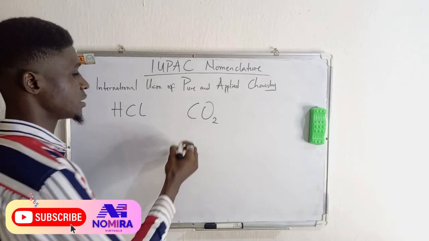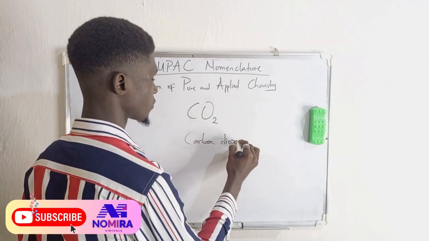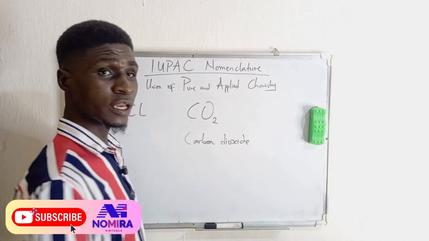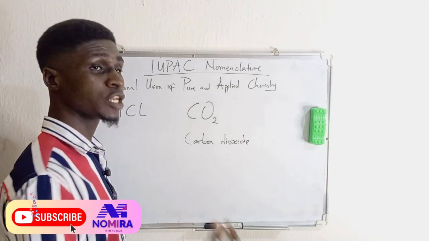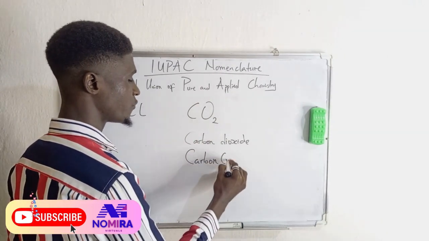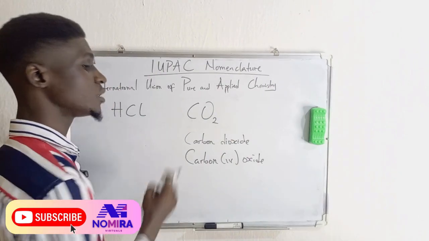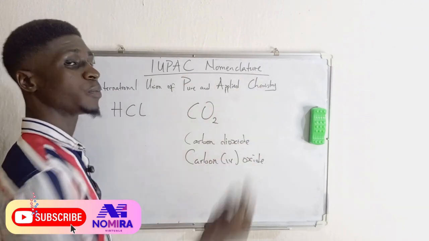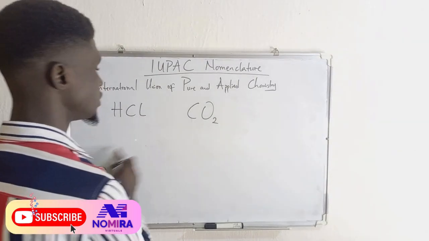The person that says this is carbon dioxide named it the way they trivially call it, or they use the common name for this compound. Then the other person that says that this is carbon 4 oxide followed the IUPAC system of naming compounds. In this class, we are going to be looking at how we adopt IUPAC in naming chemical compounds. Let us see how to name this particular compound.